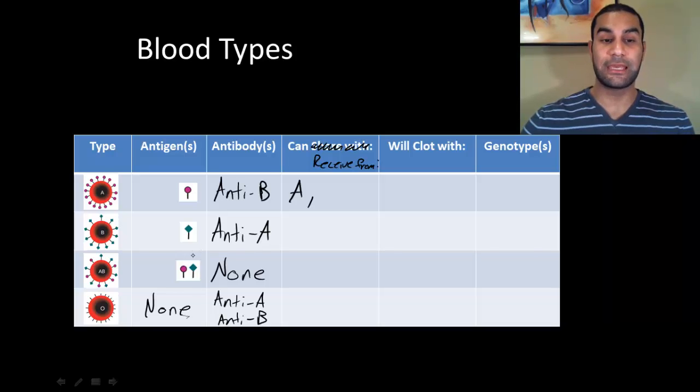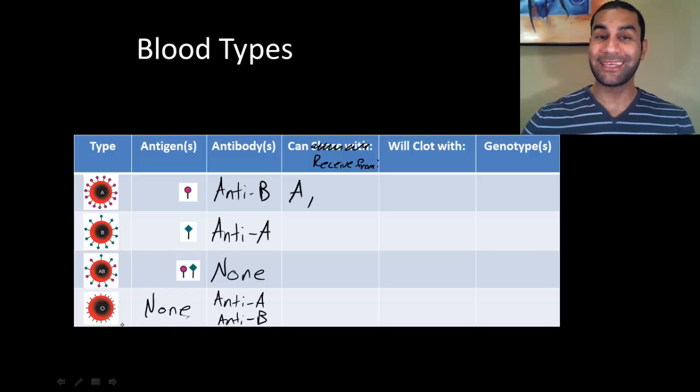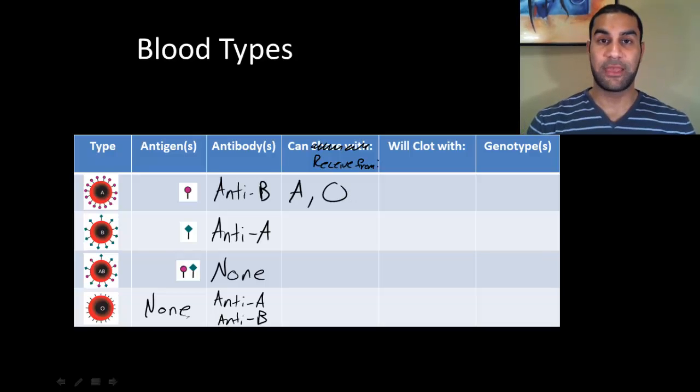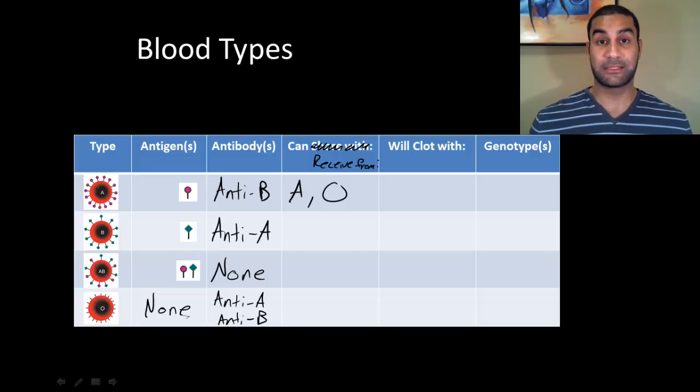Notice how both the B and the AB, they both have the B antigen. So I can't receive from either of these two. But because type O doesn't have any antigens at all, it won't pose any sort of a threat to a person with type A blood. Because all I'm worried about is the B. As long as the B is not there, I'm not going to attack it. All right? So type A blood can receive from itself or type O.